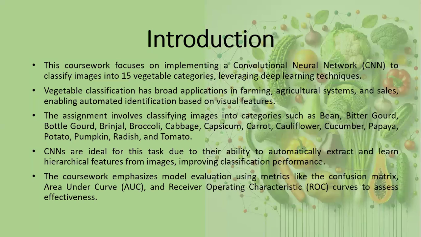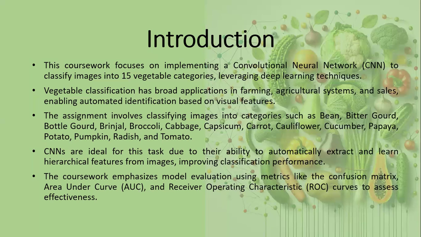There are 15 vegetable categories such as bean, bitter gourd, bottle gourd, brinjal, broccoli, cabbage, capsicum, carrot, cauliflower, cucumber, papaya, potato, pumpkin, radish, and tomato.